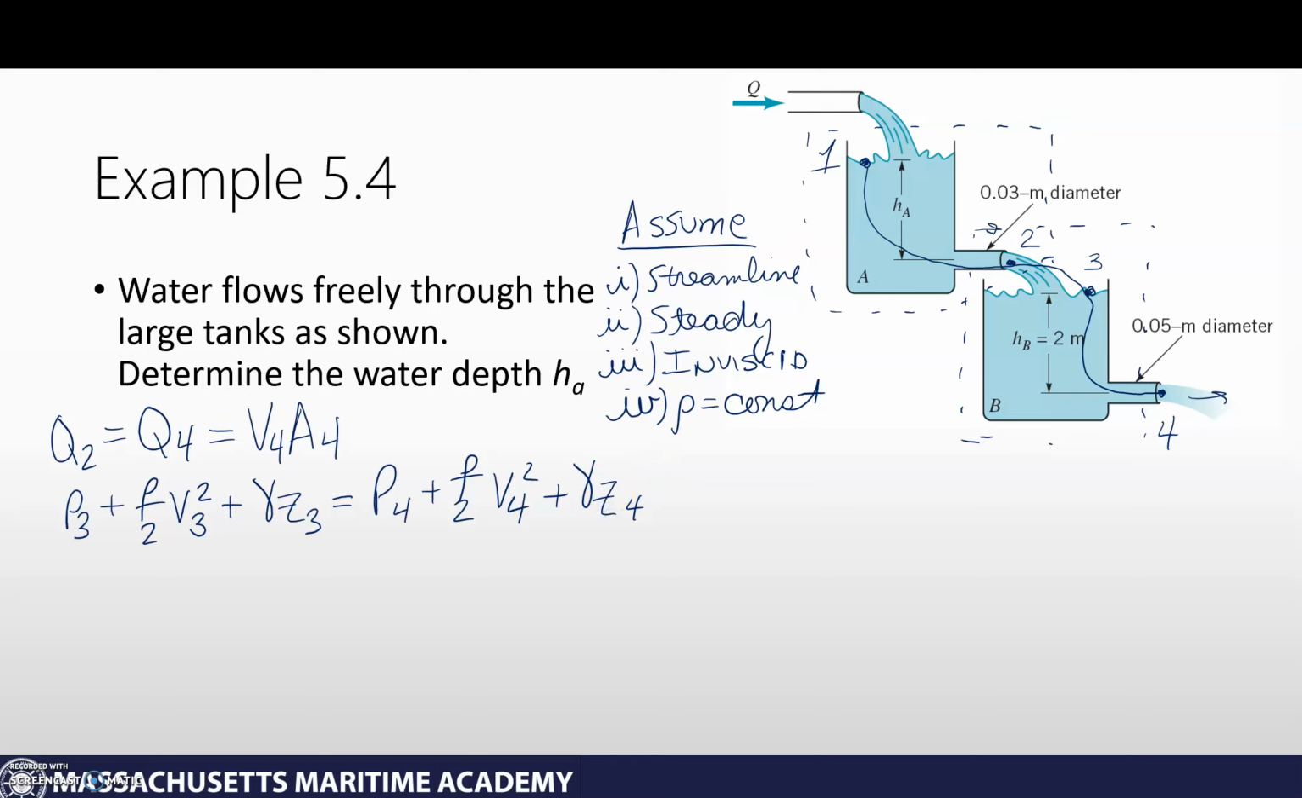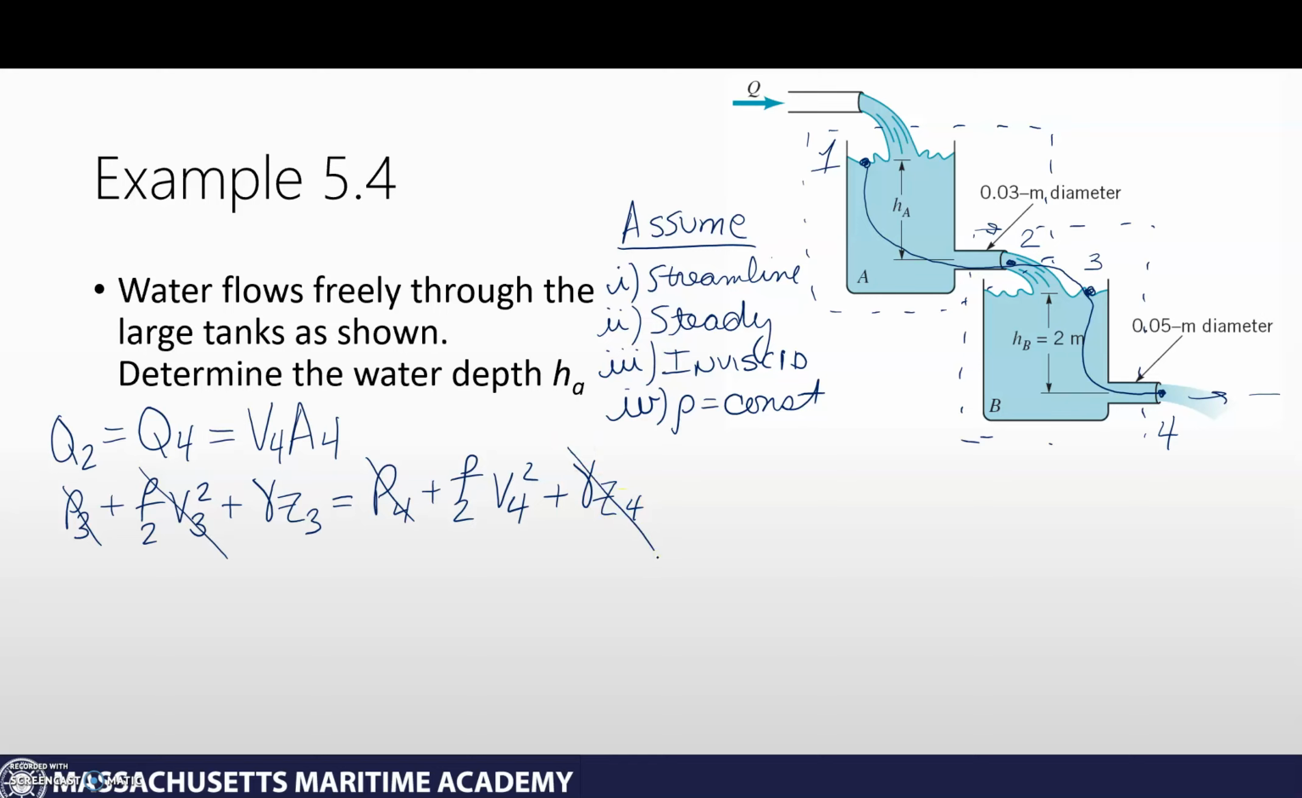So what else do I know about this problem? Well, I know point 3 and point 4, the way I've got them picked, are both atmospheric pressure. Point 3 and point 4 are going to be equal to each other. I know point 3 is the surface of a large tank. That makes that 0, and that will end up falling out. So if I make Z4 my 0 point, that falls out.